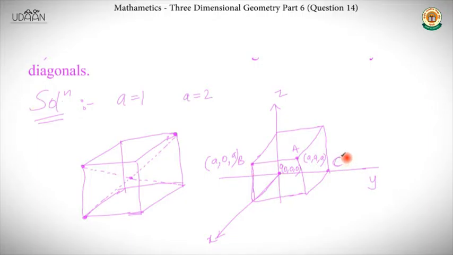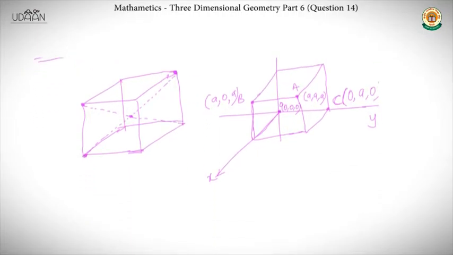Similarly, for point C, the x and z components would both be 0, because it lies on the y axis. So it is 0, a, 0. Now we need to find the angle between this line and this line. Let's say this is theta.